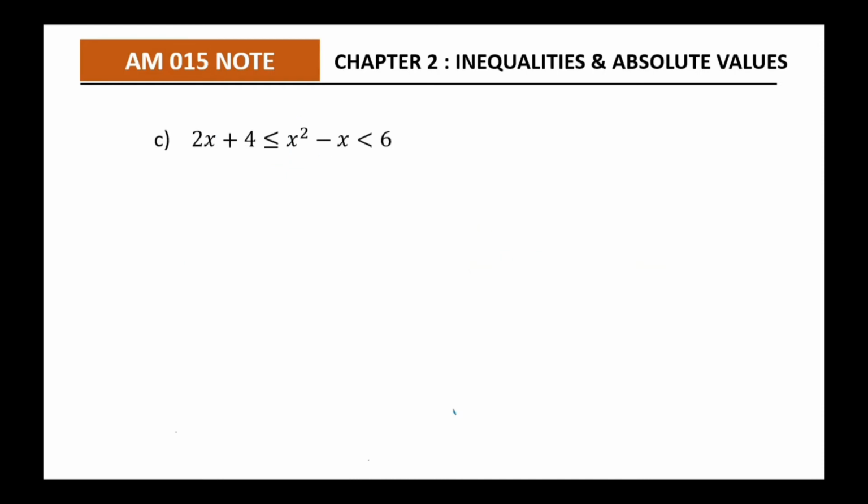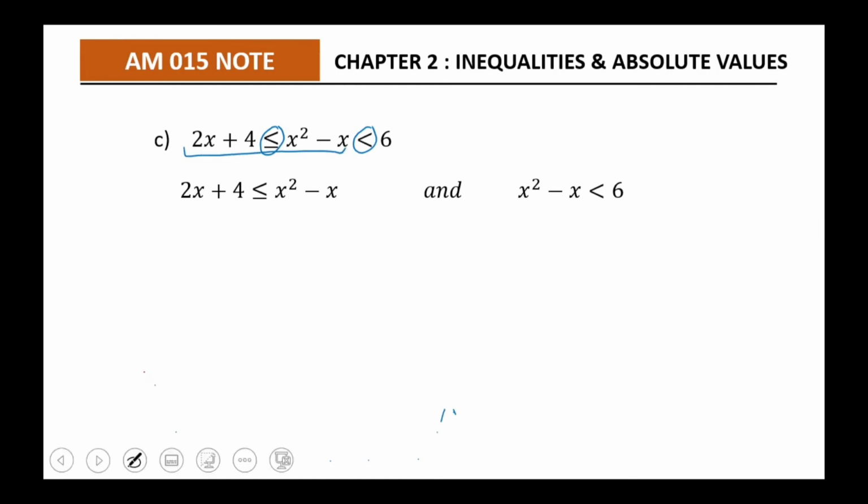Okay, last example, 2x + 4 ≤ x² - x < 6. In this example, we have two inequalities, less than or equal and less than 6. Okay, first step, we need to separate the inequality. 2x + 4 ≤ x² - x is the first inequality, and x² - x < 6 is the second inequality.